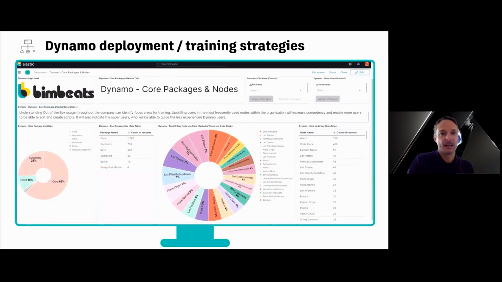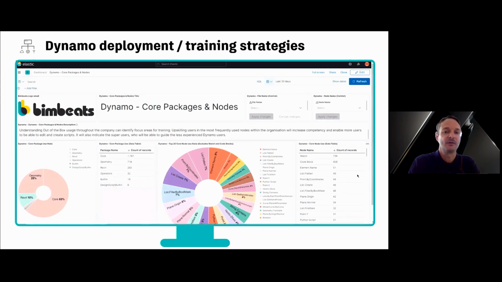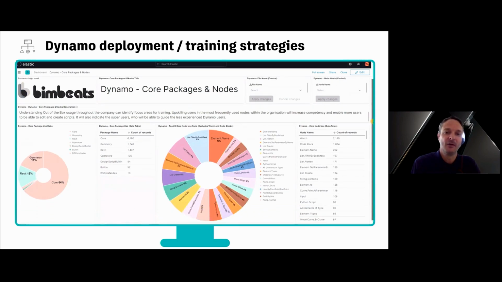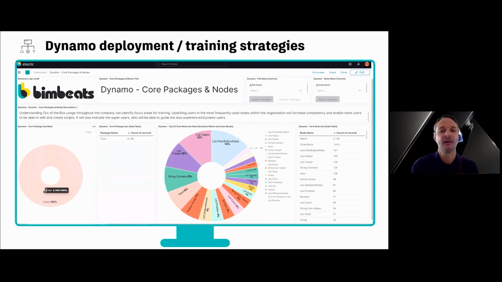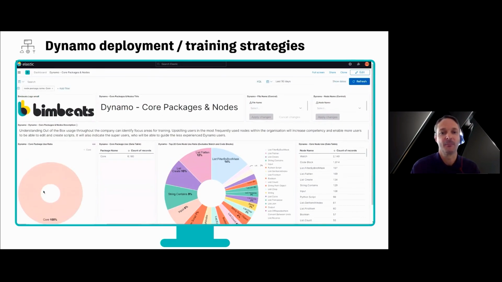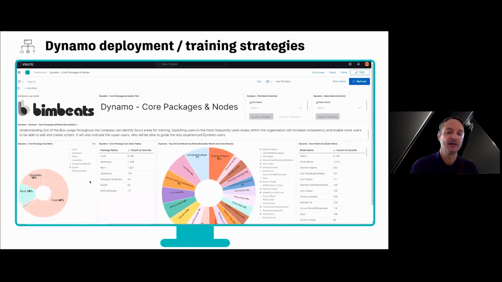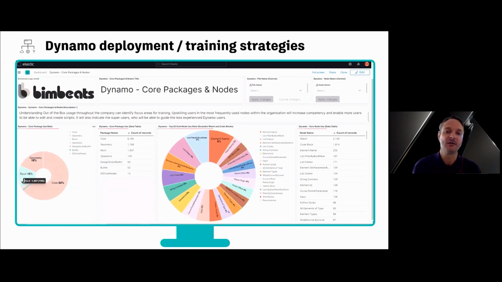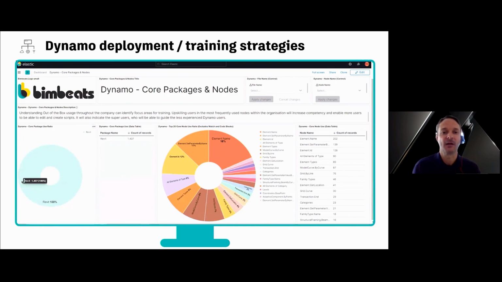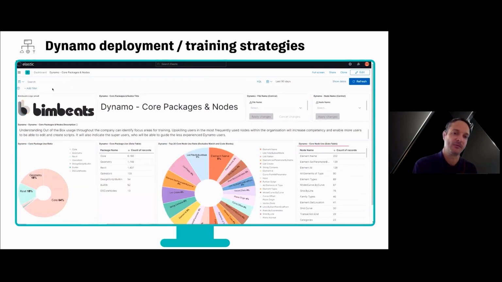So from a deployment and training strategy perspective, we can drill down into the use of every single node in every single package. Now, this is obviously very, very detailed analysis, but it could be very, very useful when trying to build a training program to say, well, okay, I'm in Dynamo. What are the key nodes that I need to use? So unsurprisingly in here with our team, list filter by Boolean mask is in there, list flatten, list create. So we can get a really good idea of what are those key nodes that we should be using when generating training programs, both across the core package and the custom packages.